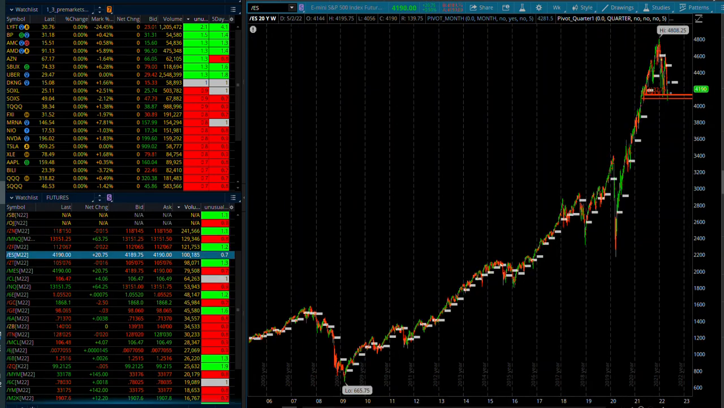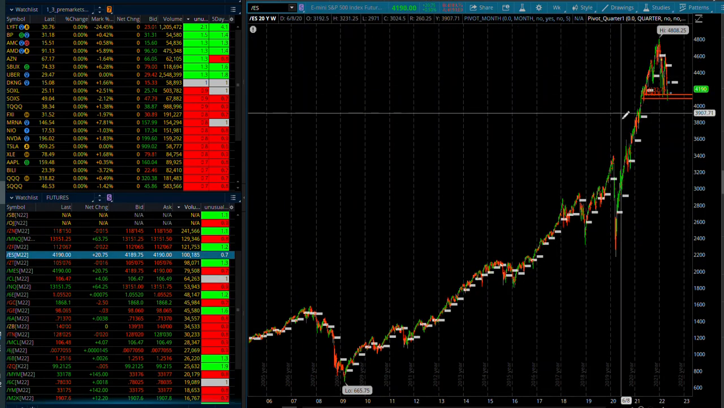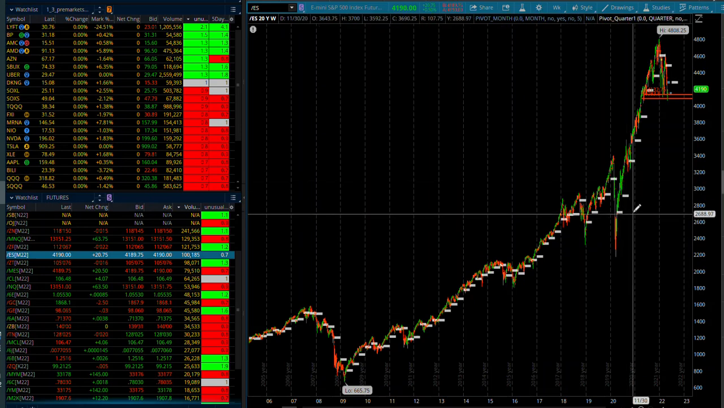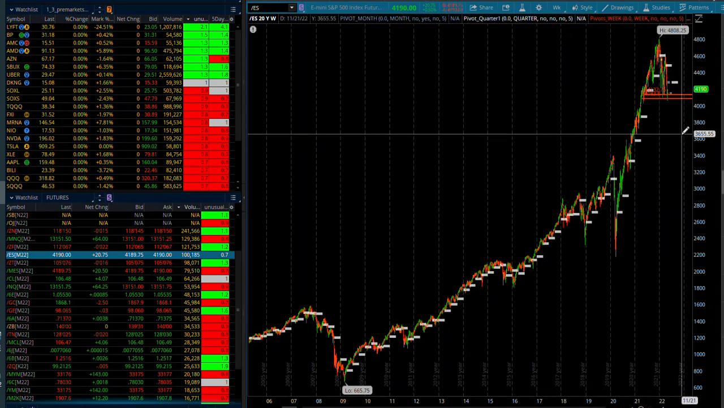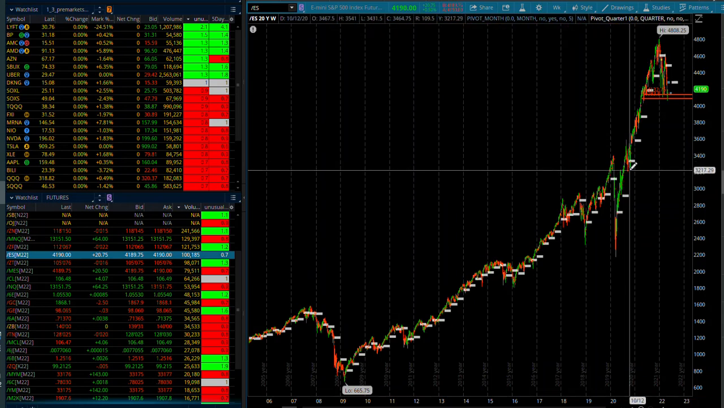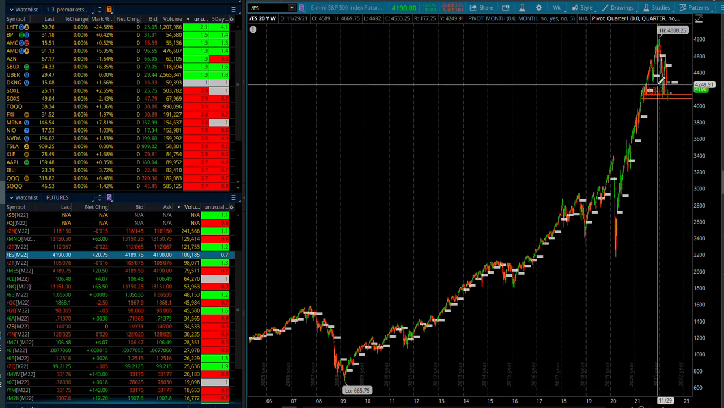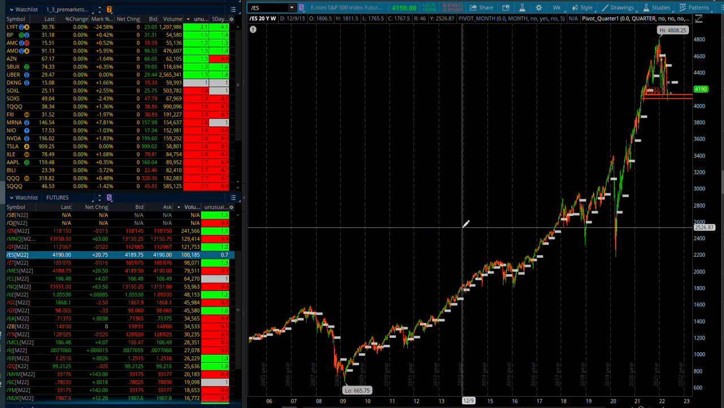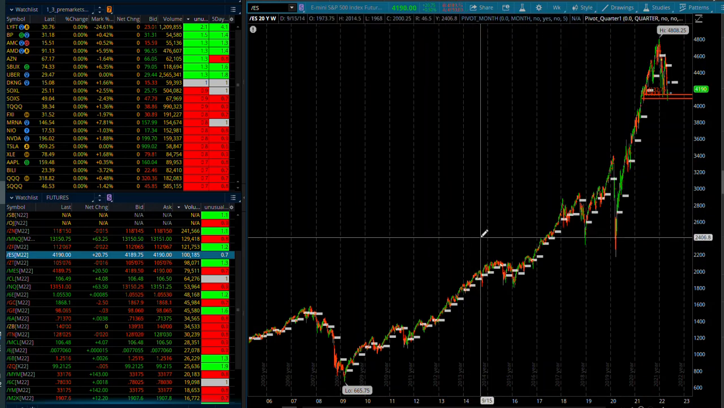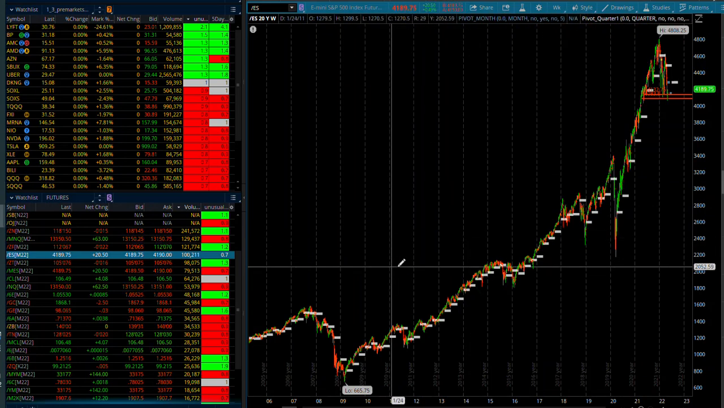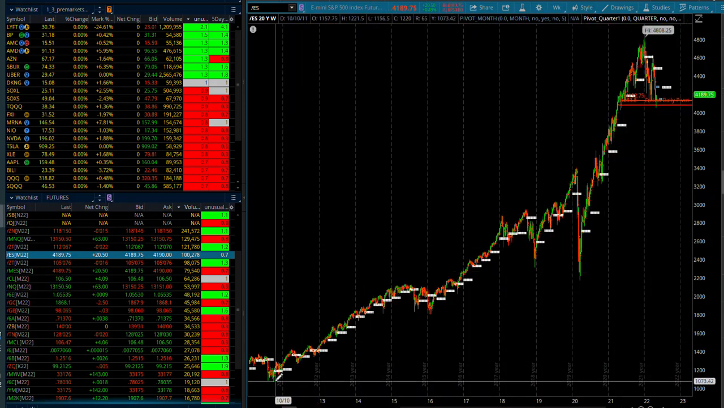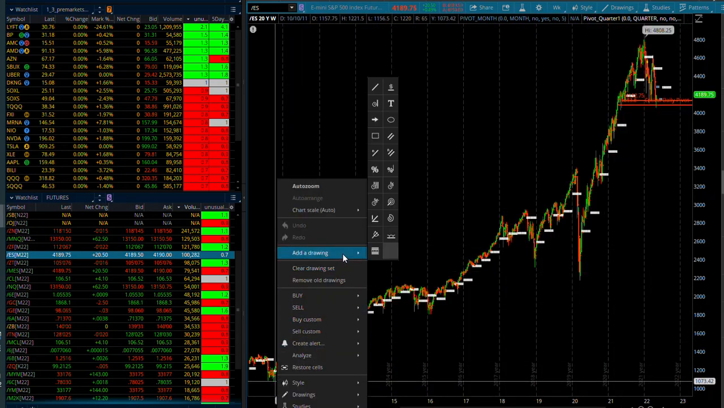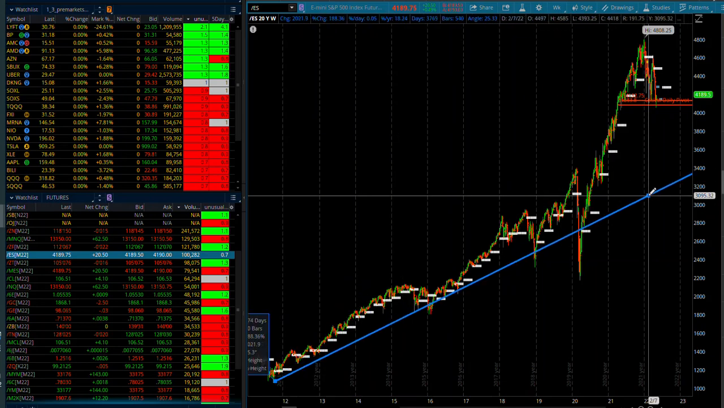Always keep it in context here, where we are relative in the cycle. This looks like a left shoulder. This looks like a head. Because we went up so fast, we are on an exceptionally steep slope here on our trend.